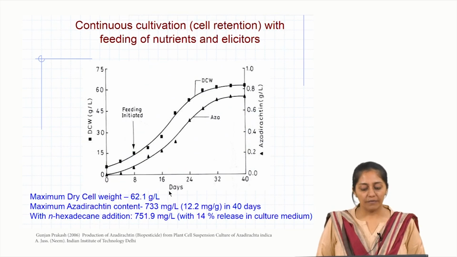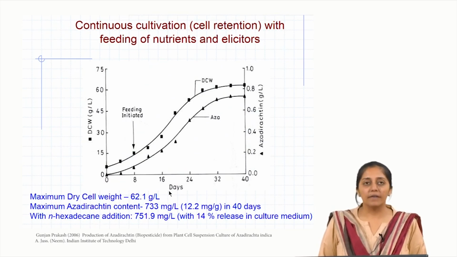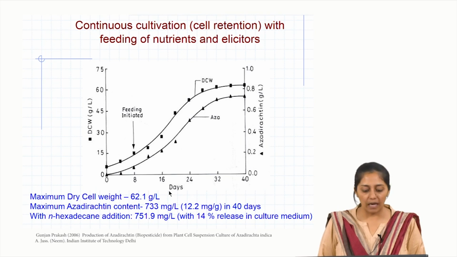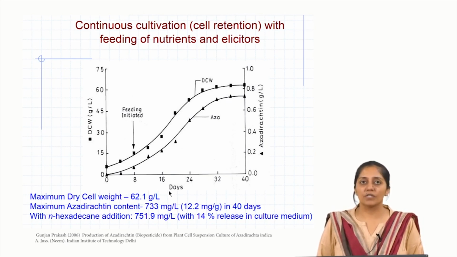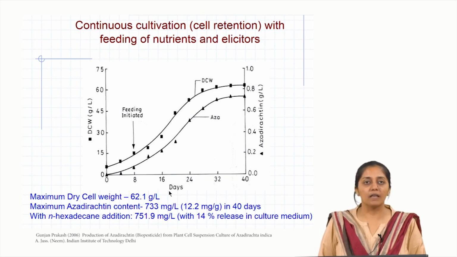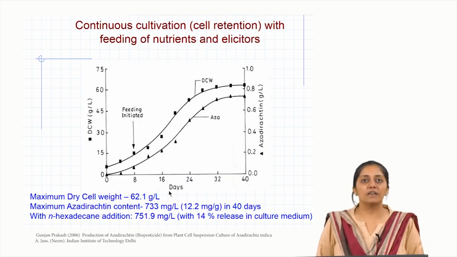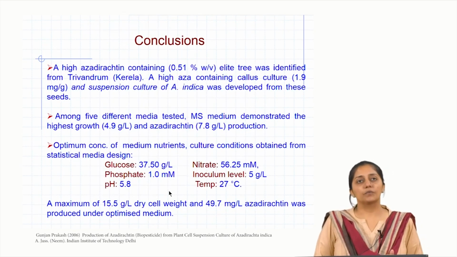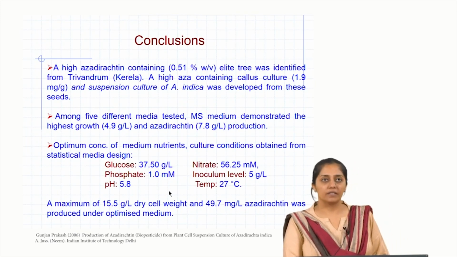So, what did they achieve? The maximum dry weight which could be achieved was now 62 grams per liter, and the maximum azadirachtin titers achieved were more than 730 milligrams per liter. Now, after addition of hexadecane, 751 milligrams per liter of azadirachtin was obtained in the cells from the final harvest, while 14% release in the culture medium was observed.